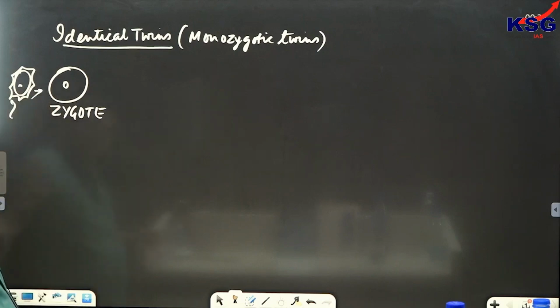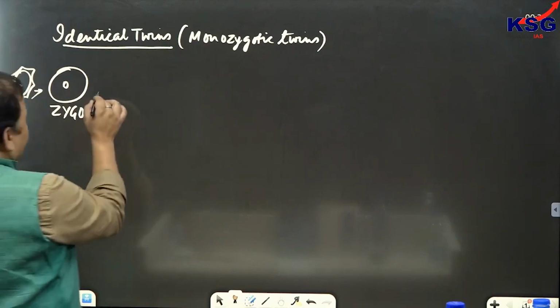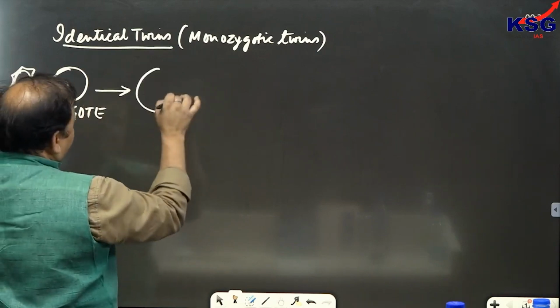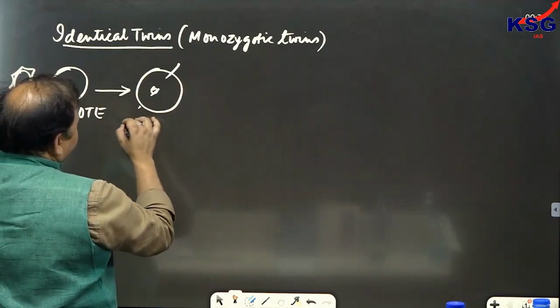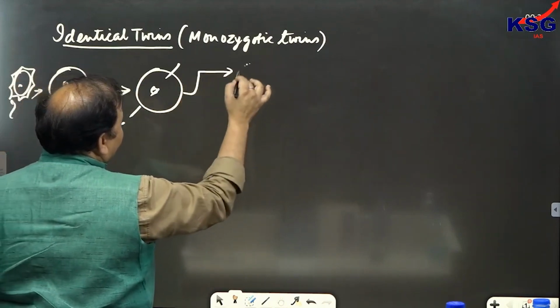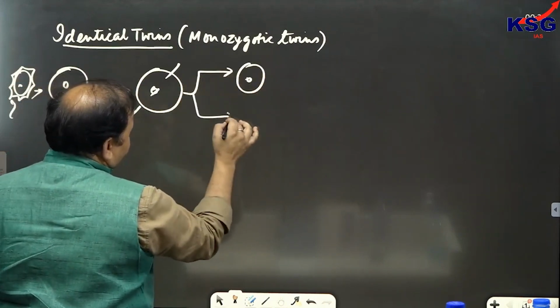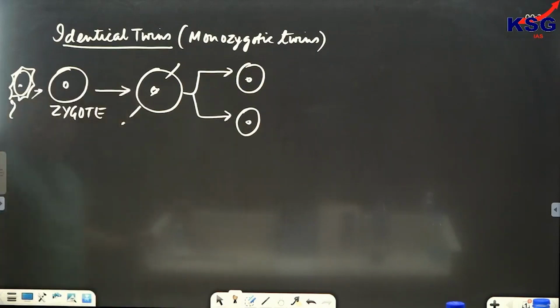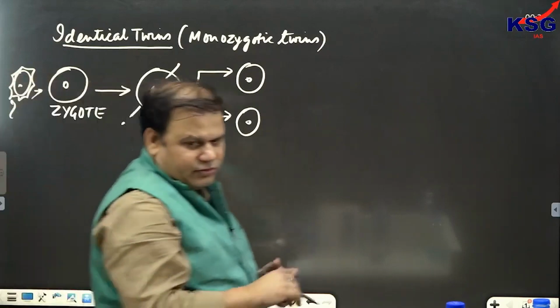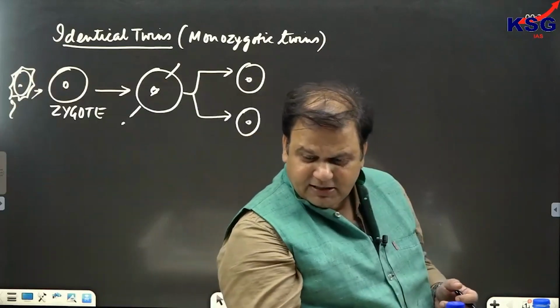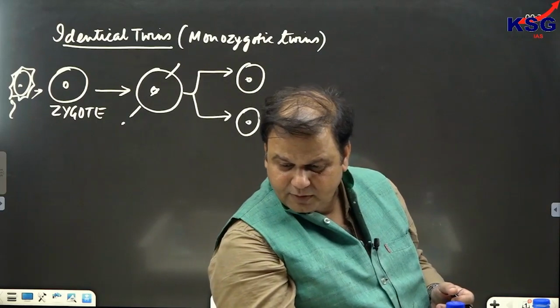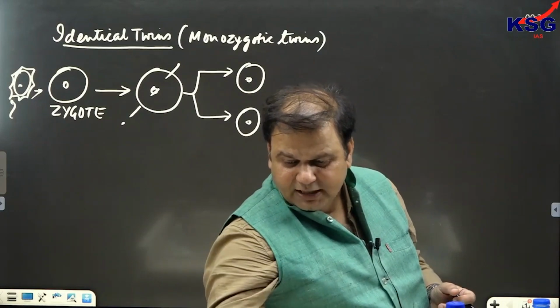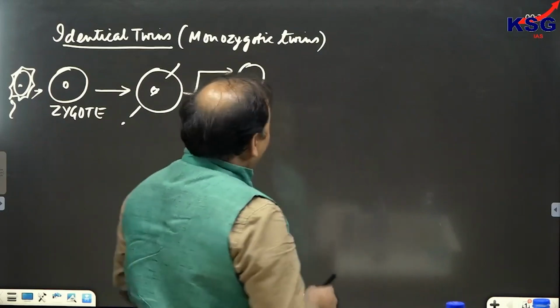Sometimes that zygote undergoes a division and two identical zygotes will be formed. Now this leads to the formation of identical twins or monozygotic twins. So we can see that this leads to the formation of identical twins or monozygotic twins.